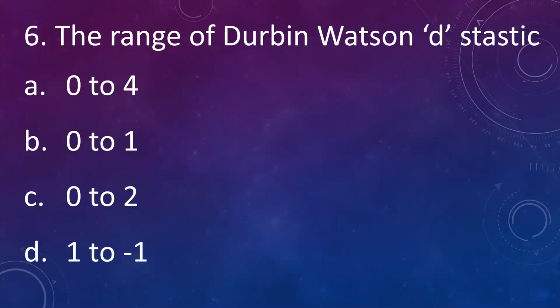The range of Durbin Watson D statistic is A. 0 to 4, B. 0 to 1, C. 0 to 2, D. 1 to -1. Answer is A, 0 to 4. Durbin Watson D test is used for detecting autocorrelation, and the range of Durbin Watson D statistic is 0 to 4.